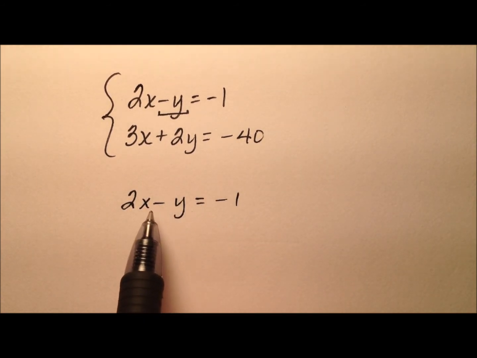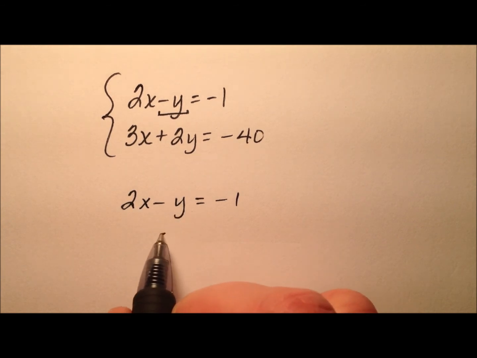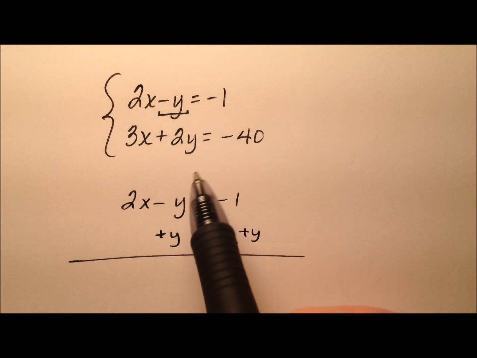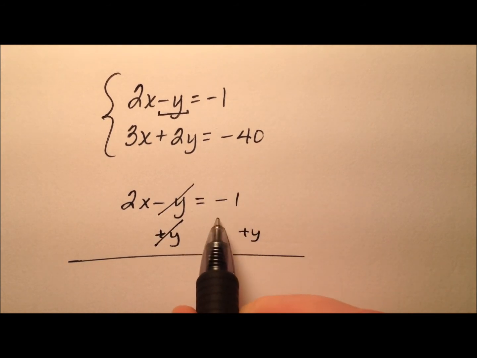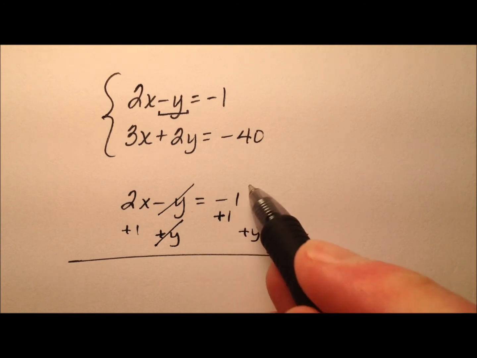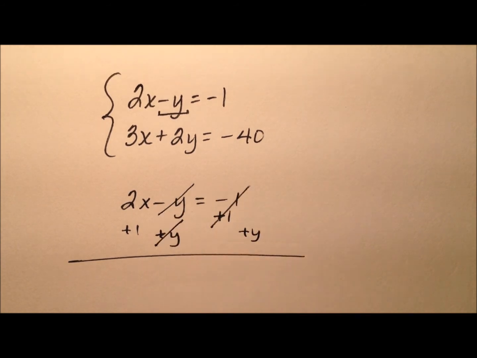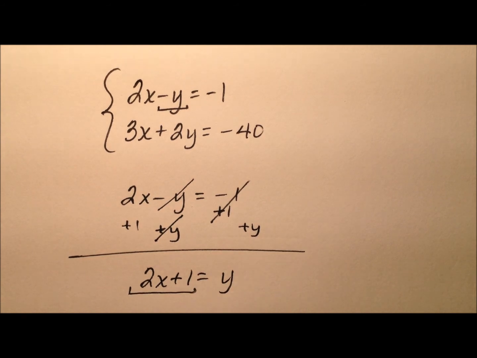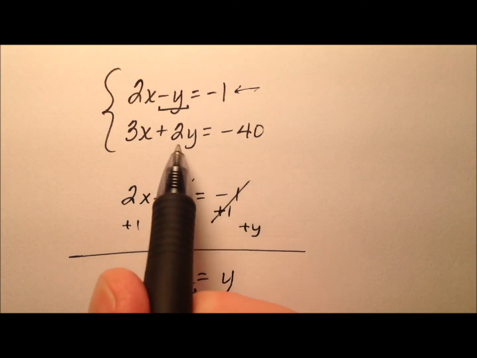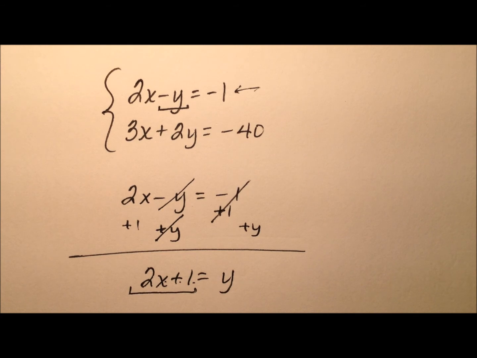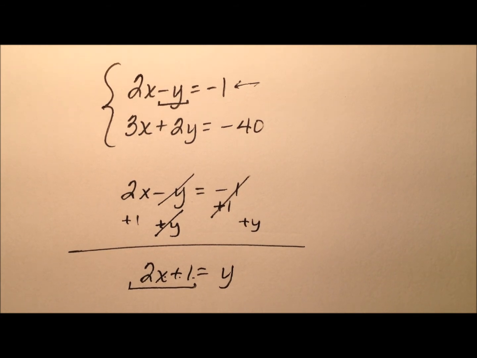So I need this y to be isolated, but we notice it's a negative 1y, so I'm actually going to add y to both sides. And then, because I have this negative 1 over here, I'll add 1 to both sides to get the y by itself. So I'm just going to flip-flop those two terms. So on the left, I have 2x plus 1, and on the right, I have y. Well, now I have my expression 2x plus 1 that's equivalent to y. And I got this expression 2x plus 1 equals y from the first equation. So I'm going to plug this into the second equation, and in that way I'm going to combine those two equations together to find my solution.